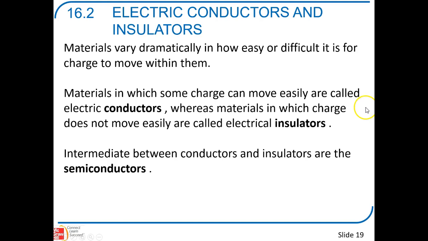Hey, this is Horner. We're going to look at 16.2. This is about electric conductors and insulators.